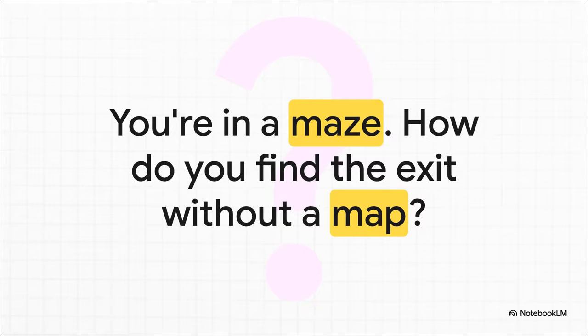Seriously, just picture this for a second. You're dropped into a huge maze. The exit is hidden somewhere inside. You don't have a map. What do you do? Do you just pick a wall and follow it? Try every single corridor methodically? The kinds of strategies you'd probably come up with? Well, that's exactly what we're looking at today for an AI agent.